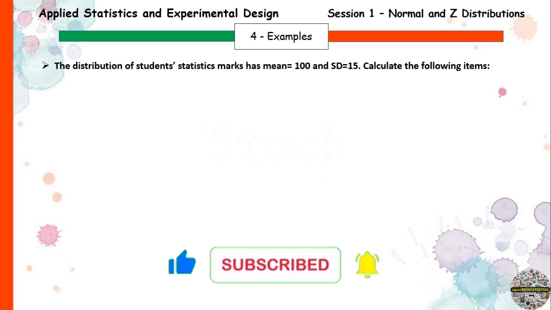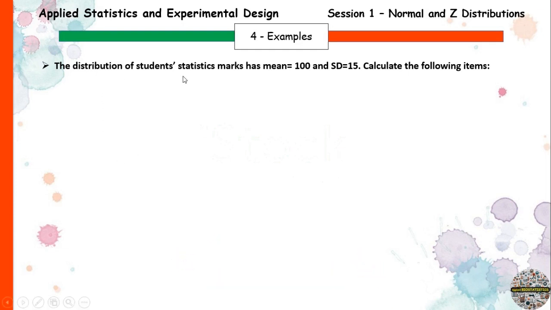Okay, let's see this example. Imagine I have the marks of students' statistics exam, and the distribution is normal. The mean of the students' marks is 100. I have also calculated the standard deviation, and it is 15. So let's calculate the following items.